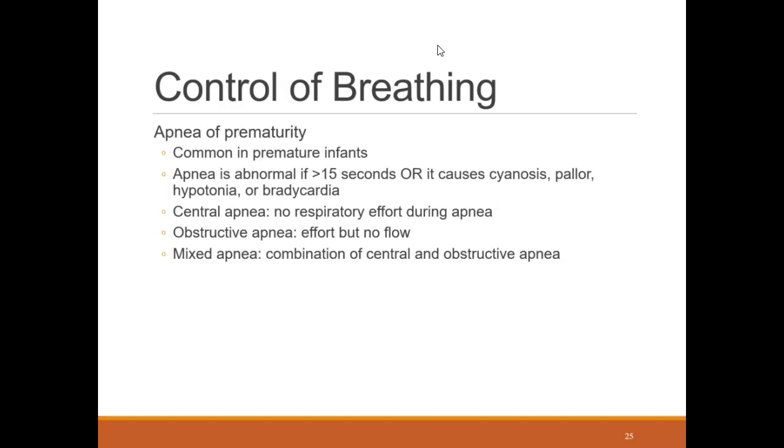Typically, apnea of prematurity is more of a central apnea, because it's that central response telling us not to breathe, not as much like obstructive apnea, where your brain is telling us to breathe, but there's a blockage in your upper airway.